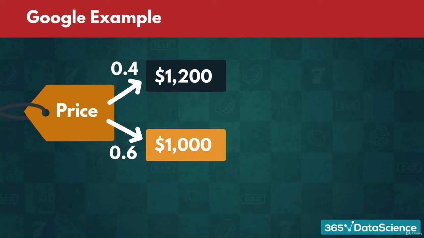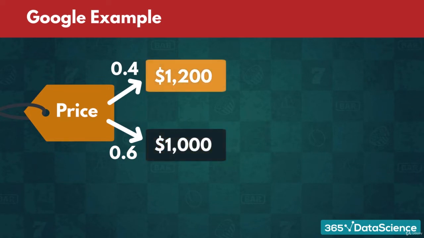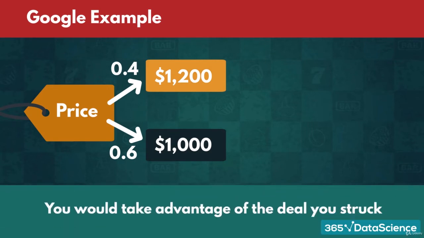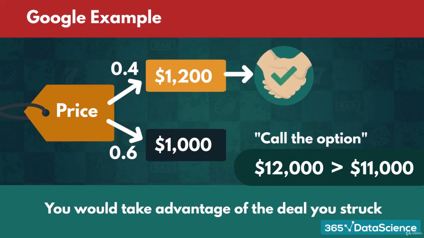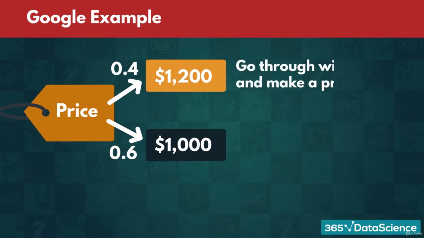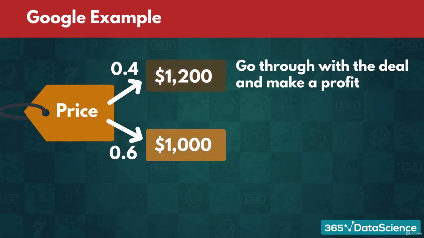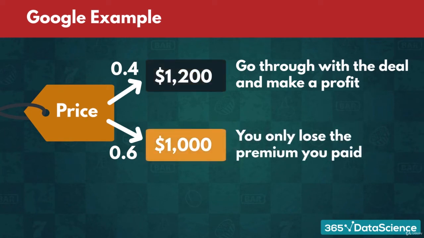If instead, the price rises to $1,200, you would want to take advantage of the deal you struck. For each stock, you would be paying $100 less than the market price. So instead of $12,000, it would only cost you $11,000. In this case, you would exercise or call the option. In short, in one case, you go through with the deal and make a profit, and in the other, you don't, but only lose the premium you paid.